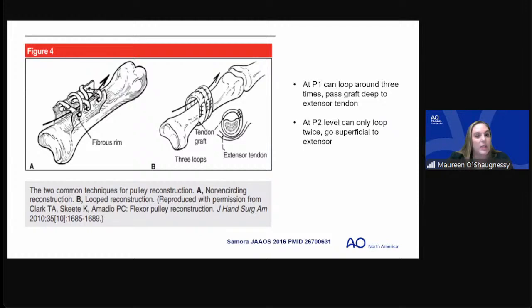So as far as the reconstruction, there's kind of two main ways to do it. You can do a looped reconstruction or a non-encircling reconstruction. Looped is stronger, we know that, but really it's kind of dealer's choice as far as what you're familiar with. Note that at the proximal phalanx, you can loop around 3 times because it's a bigger bone. And here you want to pass your graft between the bone and the extensor, so deep to the extensor. But once you get out to the middle phalanx in P2, you want to go superficial because that's where you've got your central slip insertion. And you can usually only get 2 loops around the middle phalanx.